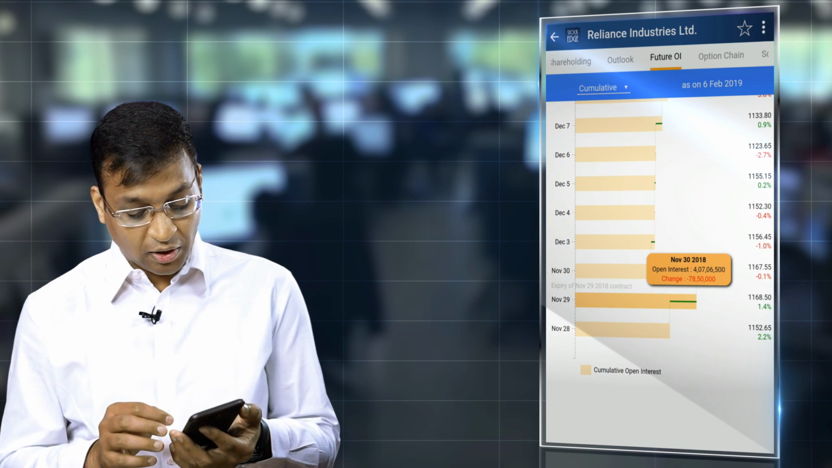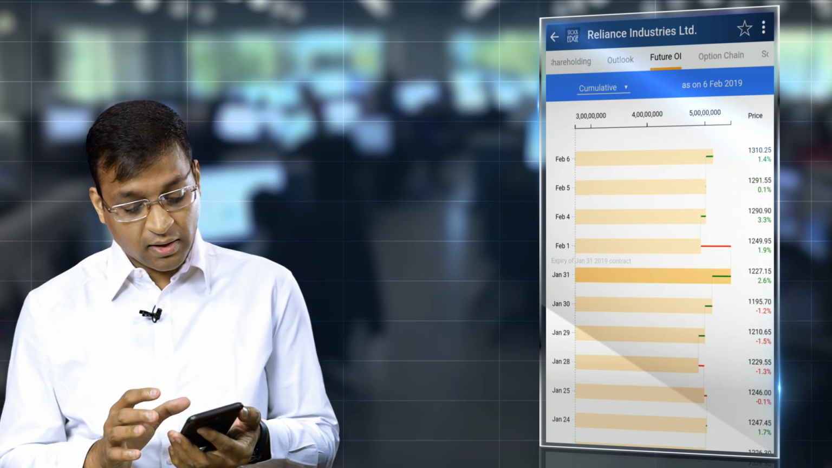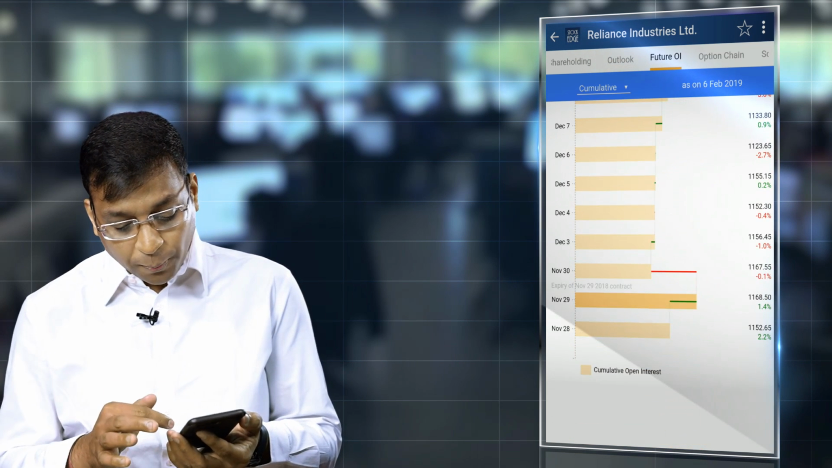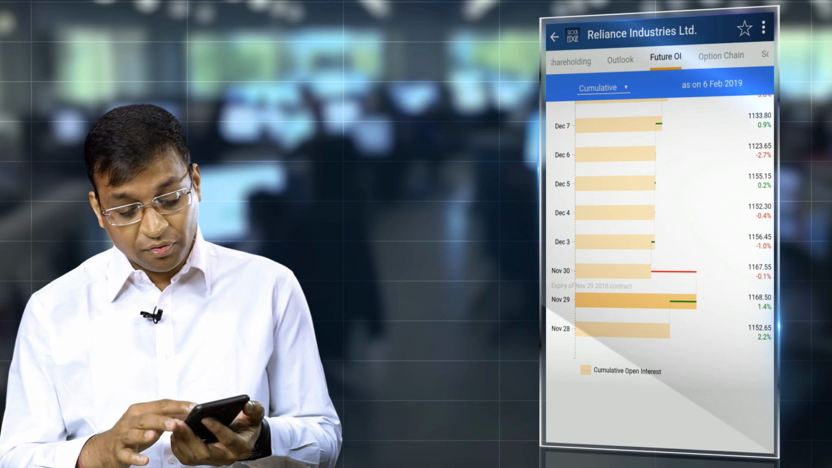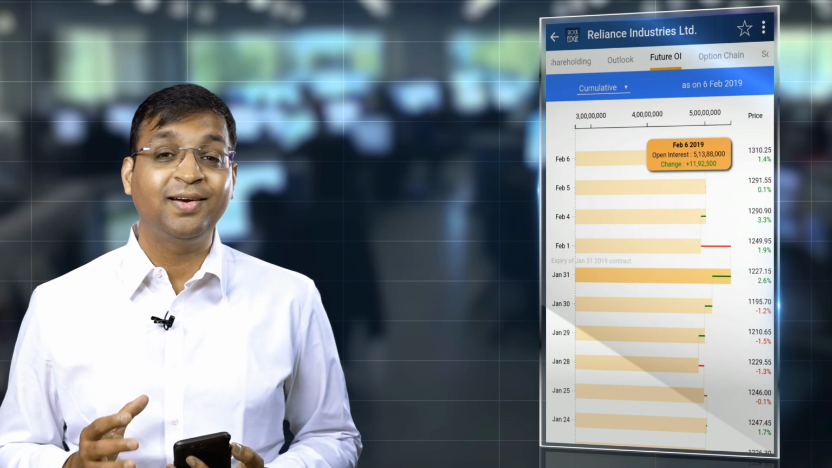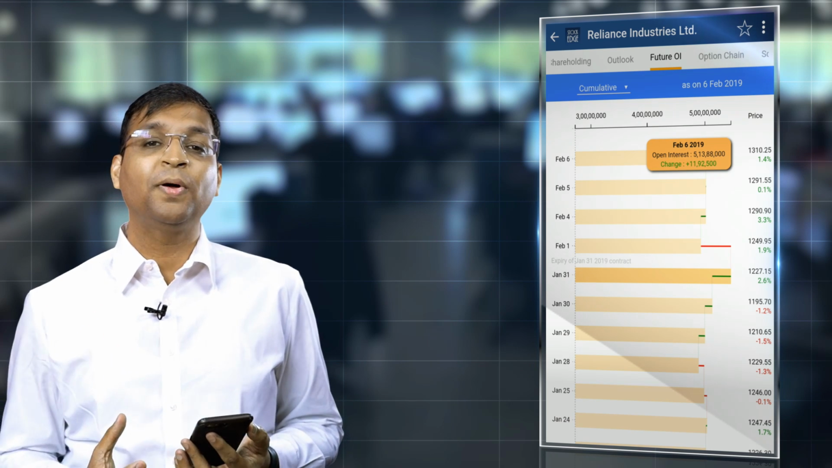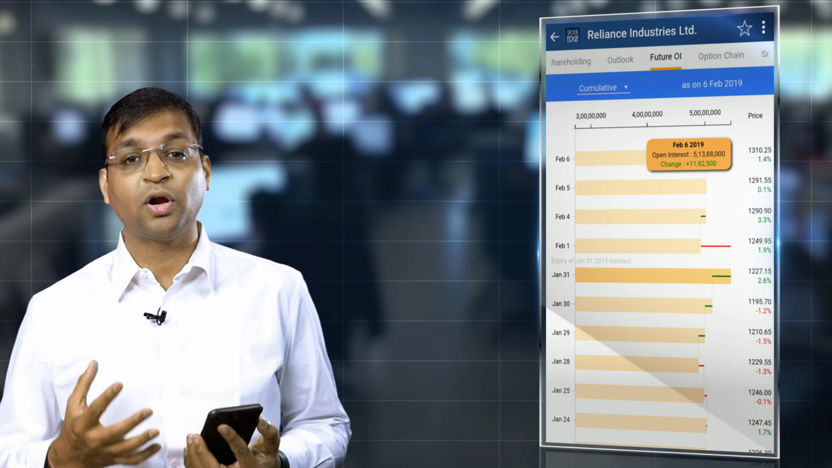Approximately 4 crore contracts, right? And if you see, open interest as on today is almost 5 crore. That means more open interest has built up from the 1150 price to 1310. That means there has been a significant long position in this stock. More people are betting on this stock in derivatives for a long position.